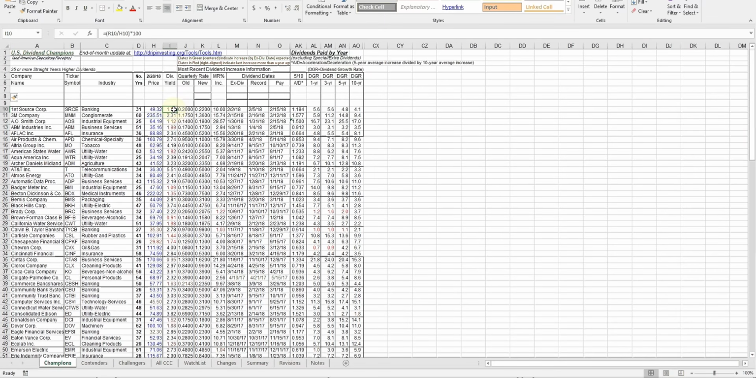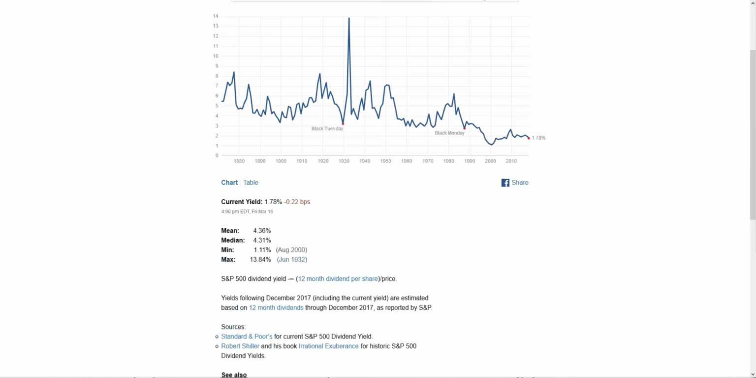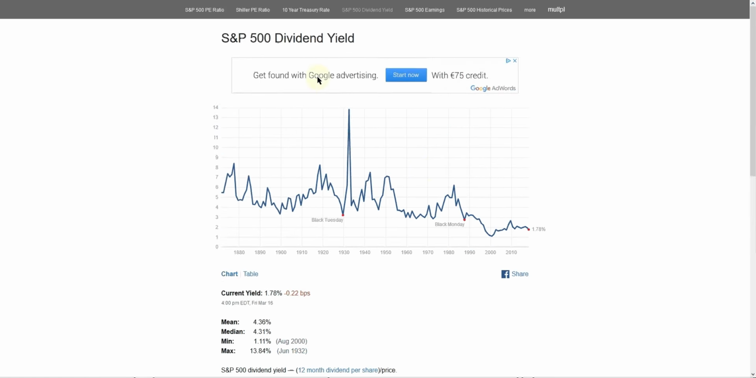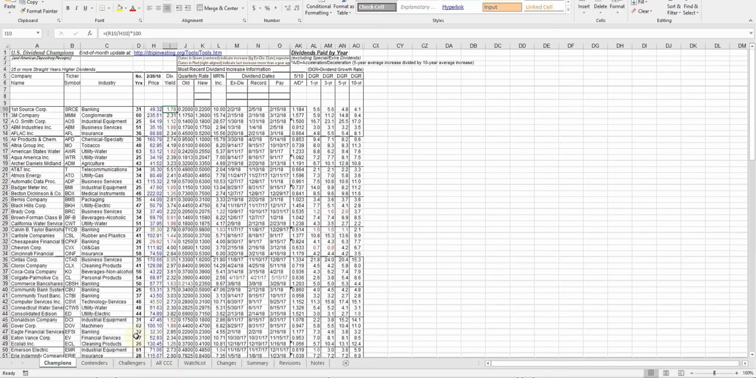Perfect. So what I do is I look at this dividend yield. So you can see that Forsource Corporation, their dividend yield is 1.78. So if we look at, say, this website here, we can get the S&P 500 dividend yield. So that's Standard & Poor's 500 dividend yield, and that currently sits at 1.78. So pretty much exactly what this company are paying.